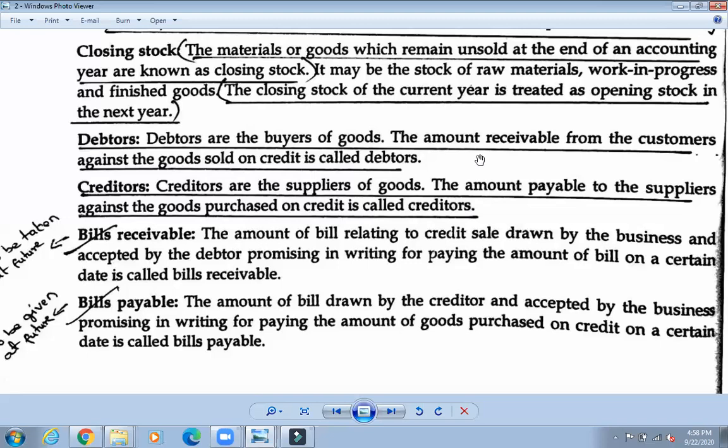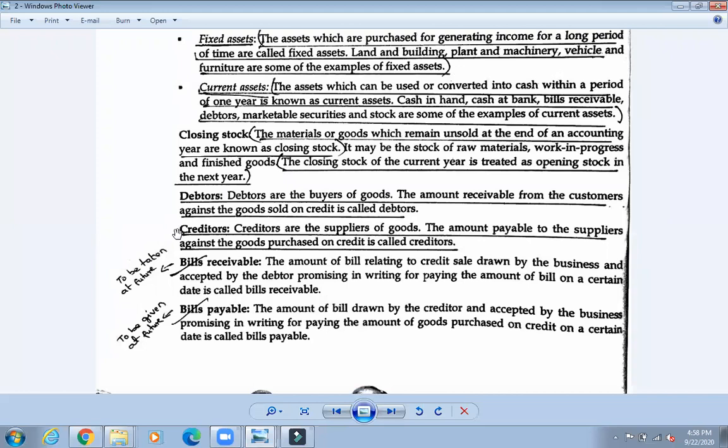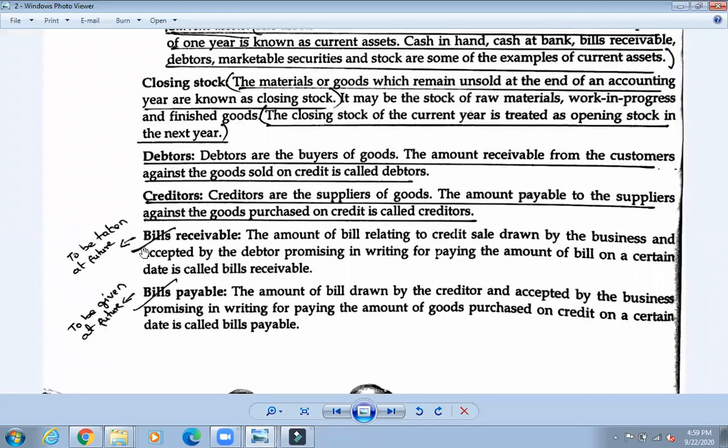Okay, so the last 2 points also let us learn quickly. Let us study these two today. So let us learn this one quickly. Bills receivable has the same type of meaning. Bills receivable, receivable means something that must be received but has not yet been received.